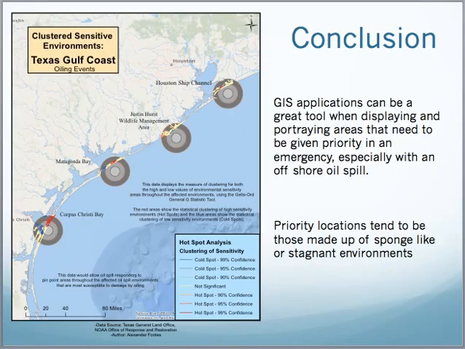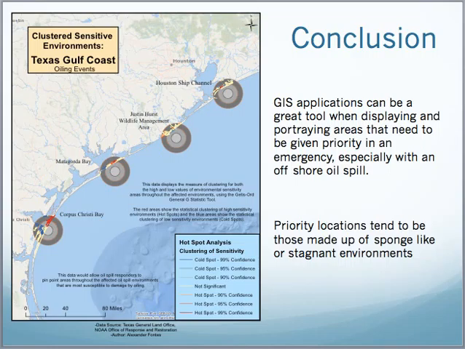So in conclusion, GIS applications can be a great tool in displaying and portraying areas that need to be given priority in an emergency, especially with an offshore oil spill, and that priority locations tend to be those made up of sponge-like or stagnant environments, which are exactly what the ranking values were representing for those areas that were most susceptible to oil buildup and oiling events.